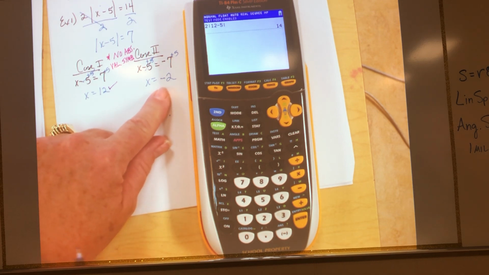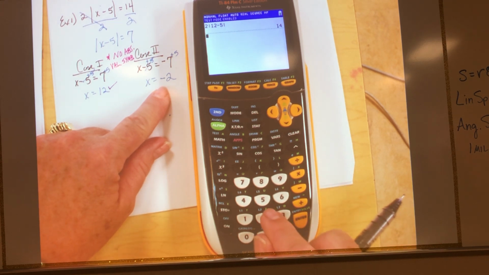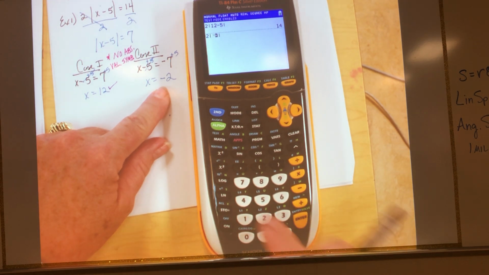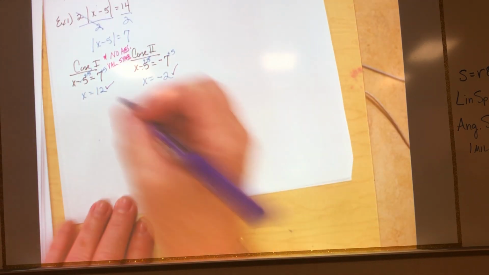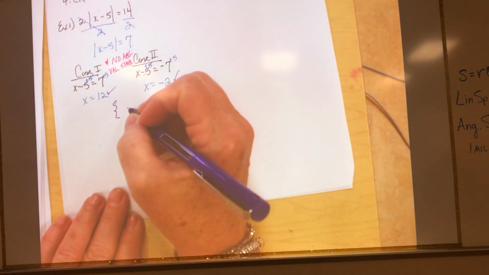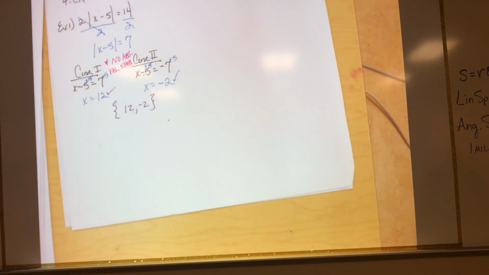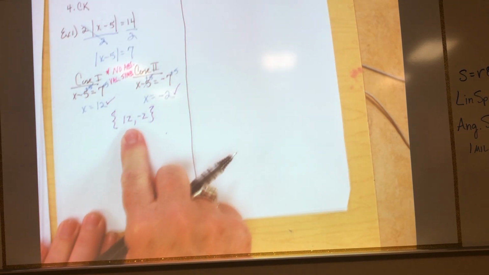All right, so now I'm going to check the negative 2. So I'm going to go 2 times the absolute value of negative 2 minus 5. 14. So it checks also. So watch this. Here's what I want you to do. My solution set is the set containing 12 and negative 2. The order that they are in does not make any difference at all. This is my solution set.